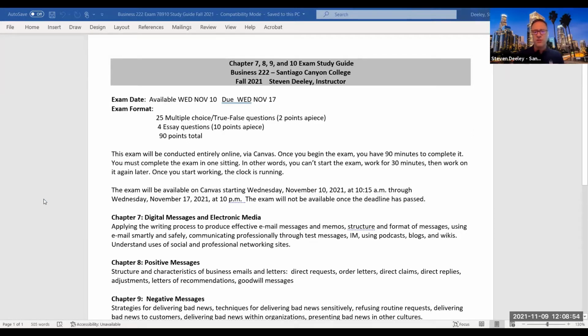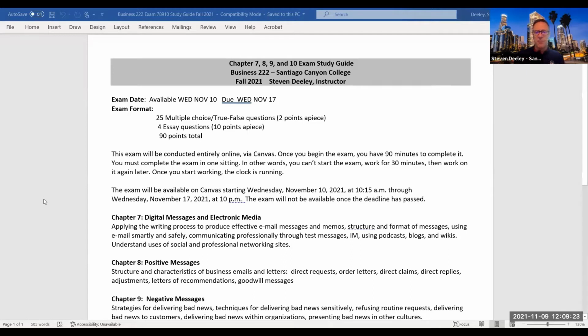There are 4 short essay questions that are 10 points apiece, 1 for each chapter. So it's 90 points total. 4 chapters, 90 points. So similar weight to your writing assignment. It's going to be conducted online via Canvas, and once you begin, you've got 90 minutes to complete it. You need to complete the exam in one sitting. In other words, you can't work for 30 minutes, save it, and come back and work on it again later. Once you start working, the clock is running.